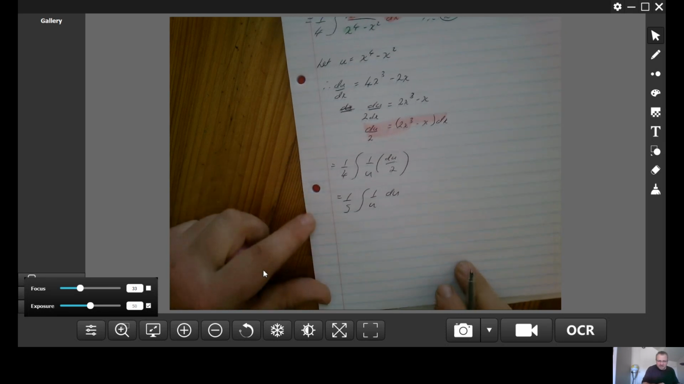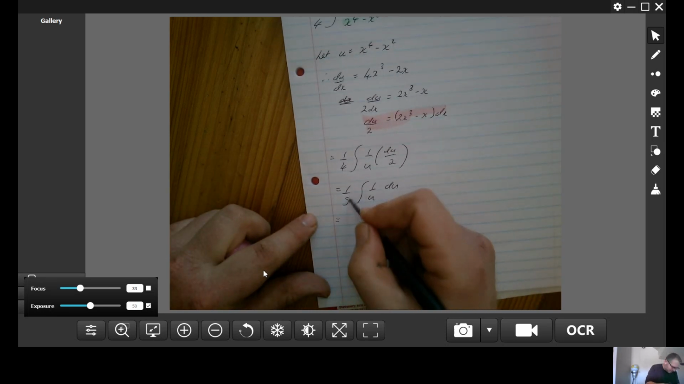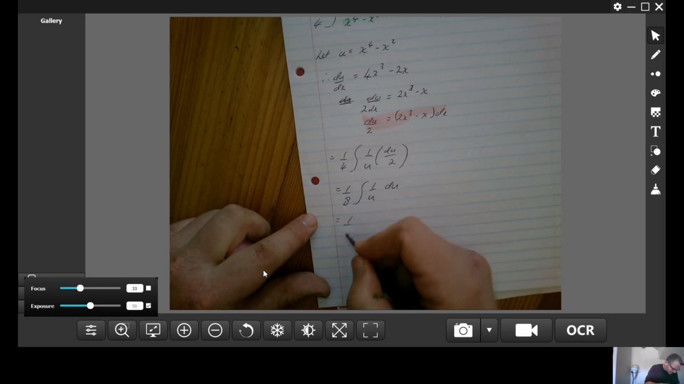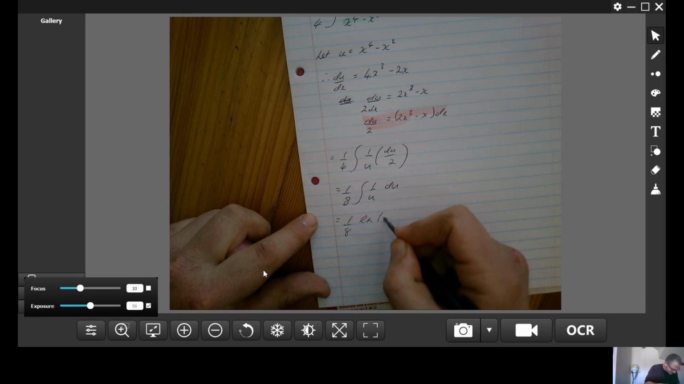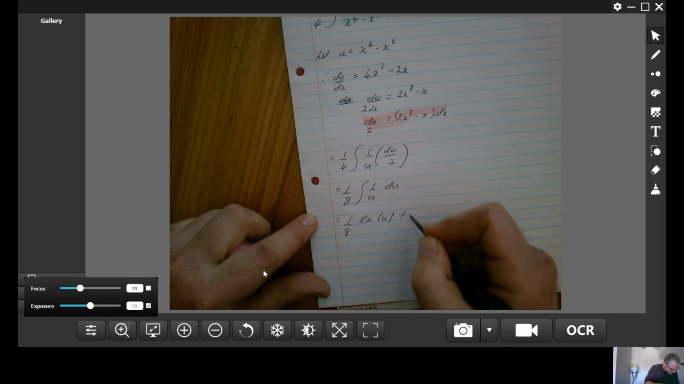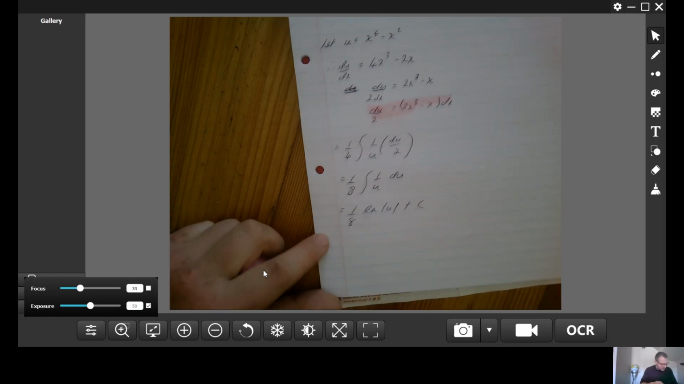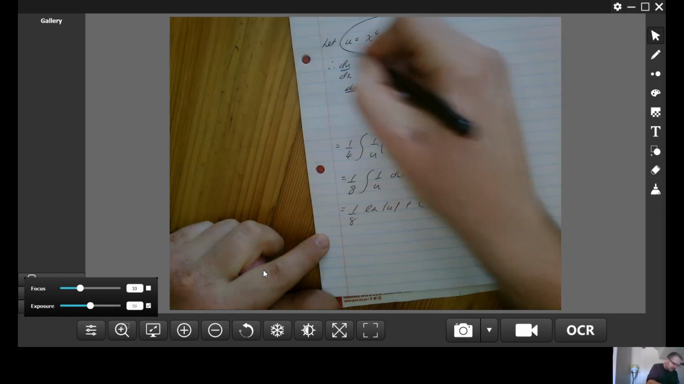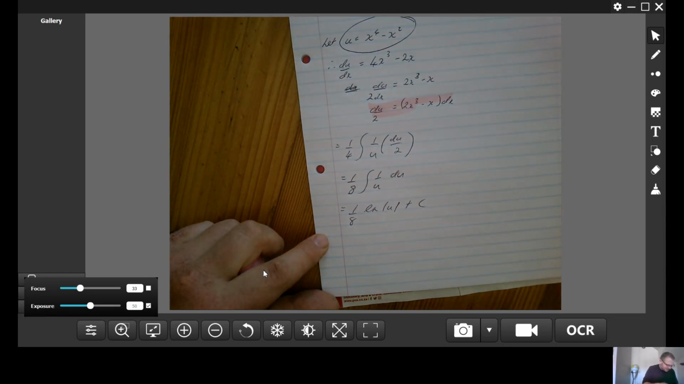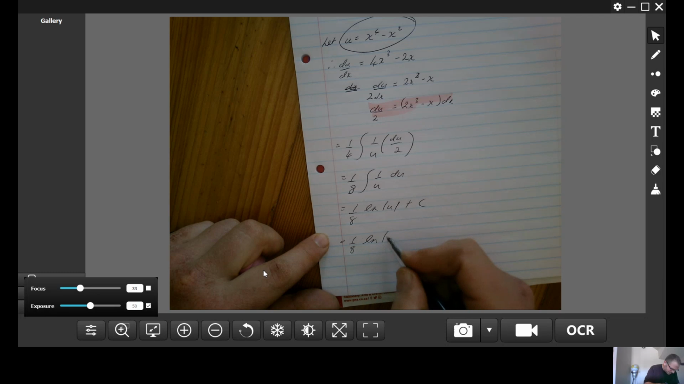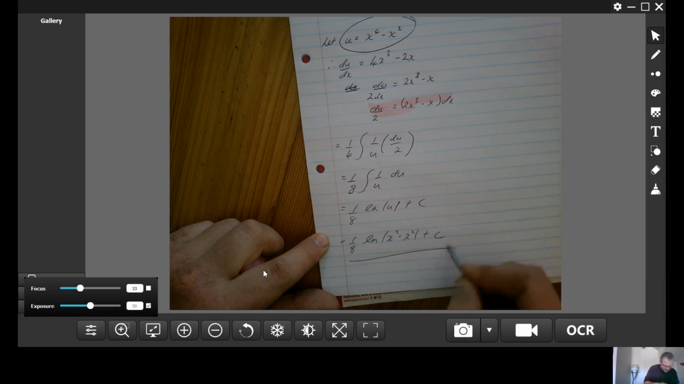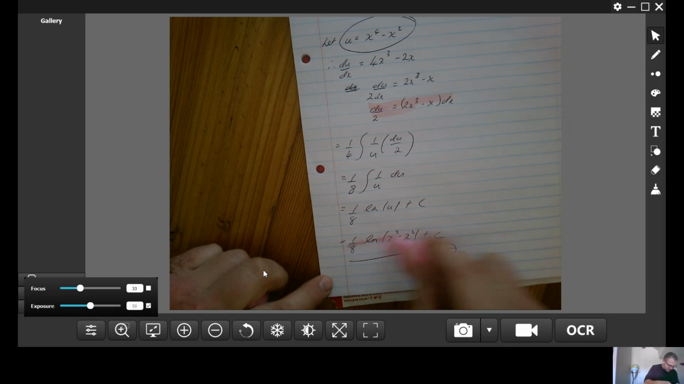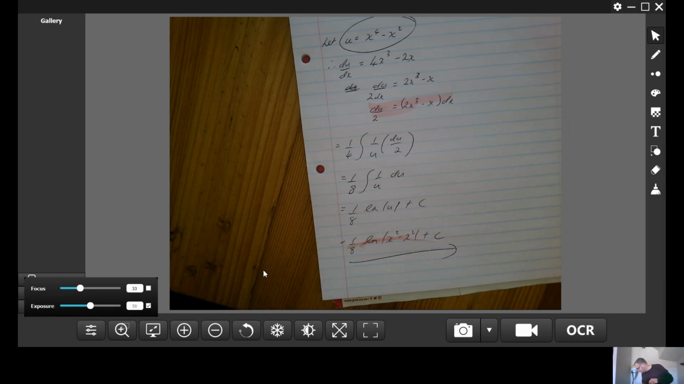Now that's all pretty easy. The integral of 1 over u is ln u, so it's an eighth ln of the absolute value of u, don't forget, plus a constant, as we don't have to worry about restrictions. But u is equal to x to the 4 minus x squared, so it becomes an eighth ln of the absolute value of x to the 4 minus x squared plus a constant. Double check I got that right.